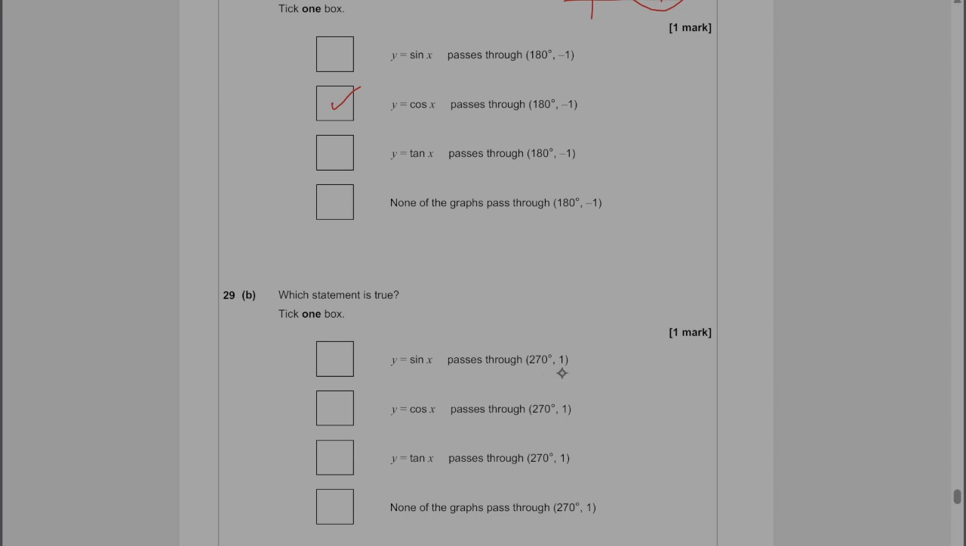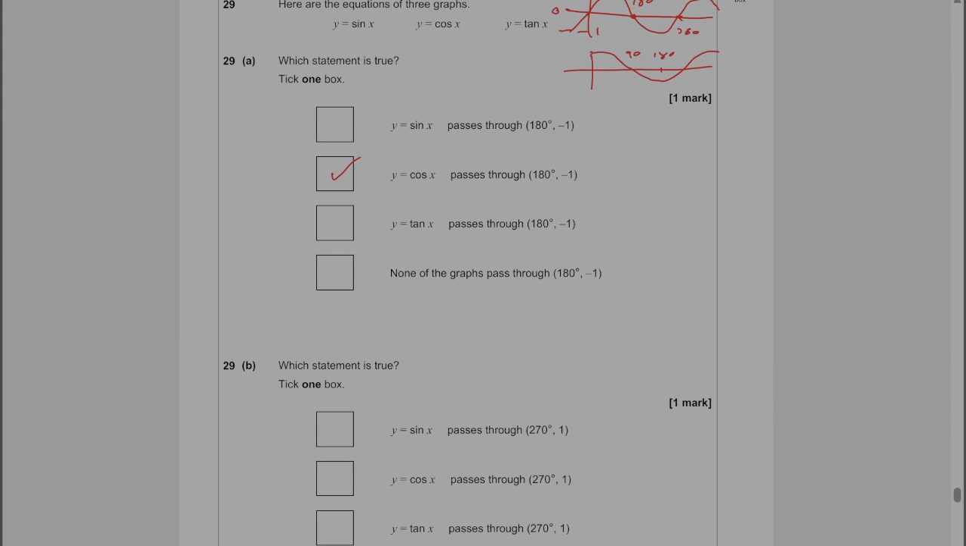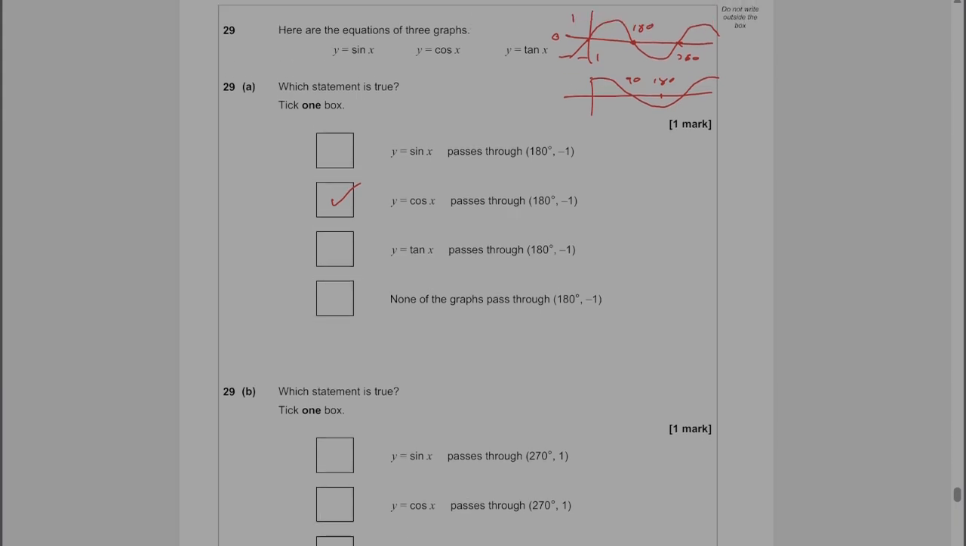Sine x passes through 270 and 1. Nope. Cos x passes through 270 and 1. Nope. Then that only leaves us with tan x. So we very briefly discuss tan x.